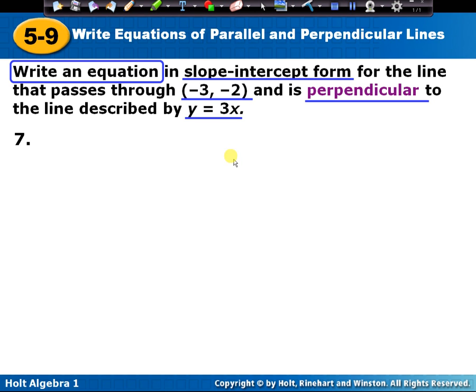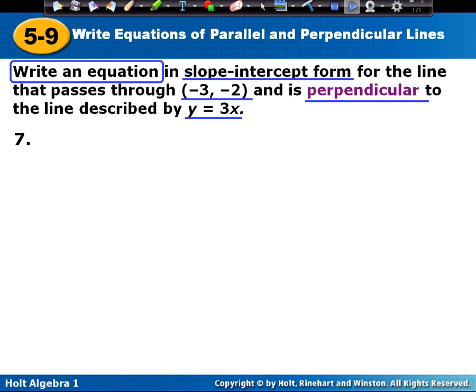All right, so for number 7, I want you to write down, it says we're writing an equation in slope-intercept form for the line that passes through this point, (-3, -2), and is perpendicular to the line described by y = 3x. So write down y = 3x. Write down your point, (-3, -2), and then write down the word perpendicular. We're going to look at this on paper.